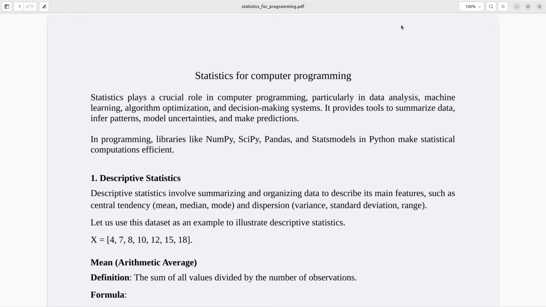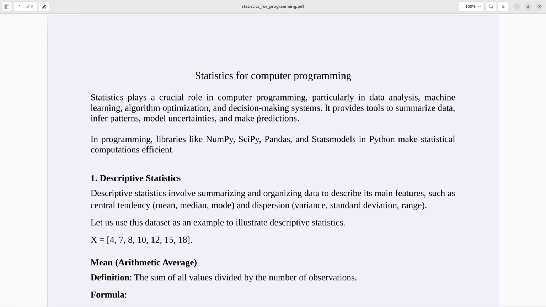So how can we apply statistics in computer programming? It plays a really crucial role in computer programming, particularly in data analysis, machine learning, algorithm optimization, and decision-making systems. It provides tools to help us summarize data, infer the patterns, model uncertainties, and make predictions.